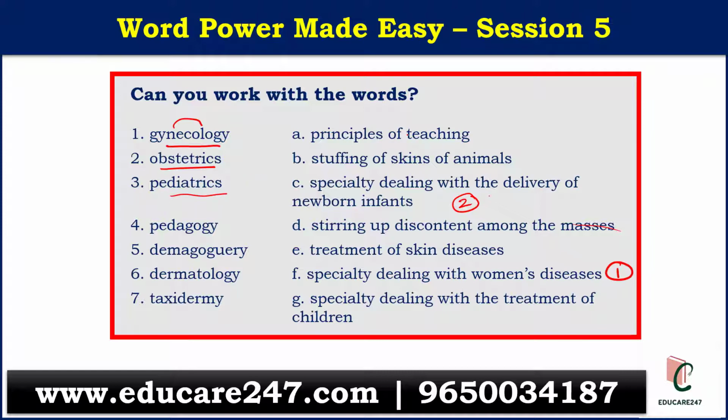Next we have pediatrics, which is relating to children. So if you see, a specialist dealing with the treatment of children. Next is pedagogy. So pedagogy is basically teaching, the principles of teaching. Next is demagoguery. Demagoguery was basically fooling the people. So it was stirring up the discontent of the masses. So this is 5. Next is dermatology, which was the study of skin diseases. So this is 6. Next is taxidermy, which was stuffing of animal skins. So this will be 7.